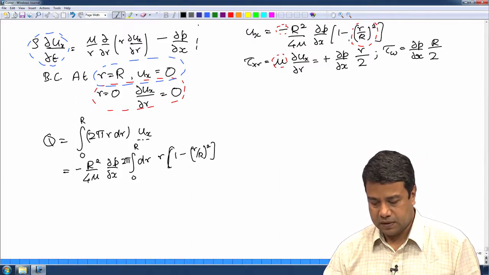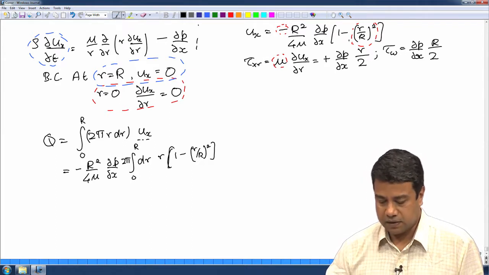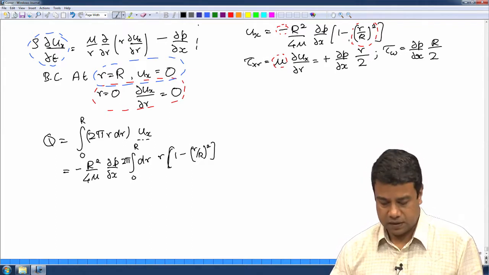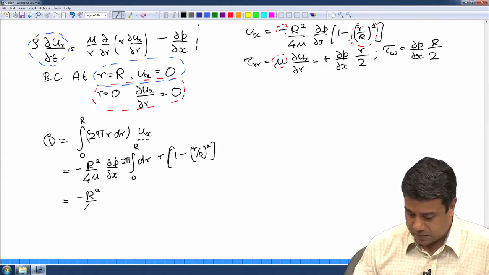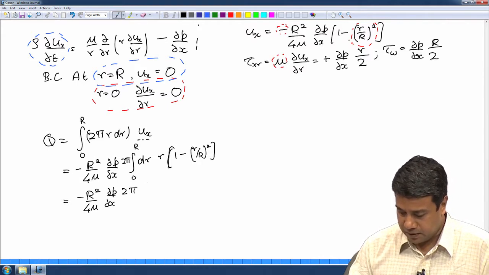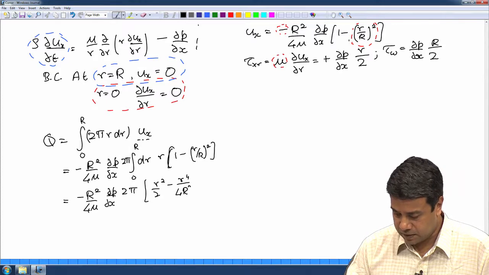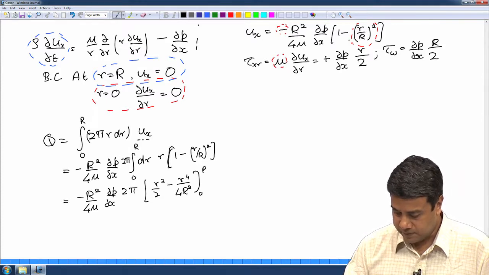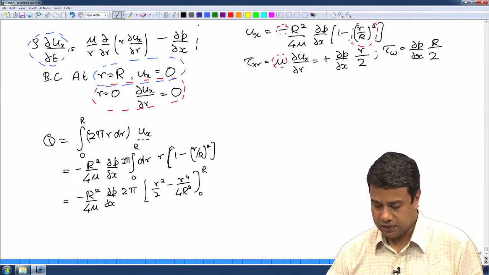So, I have the integral of r minus r to the 4, over R squared. So, this will be equal to minus R squared by 4 mu, dp by dx, times 2 pi into (r squared by 2 minus r to the power 4 by 4 R squared) between 0 and R. So, that is what I get by doing the integral.